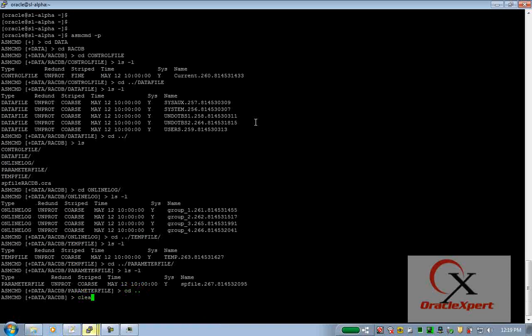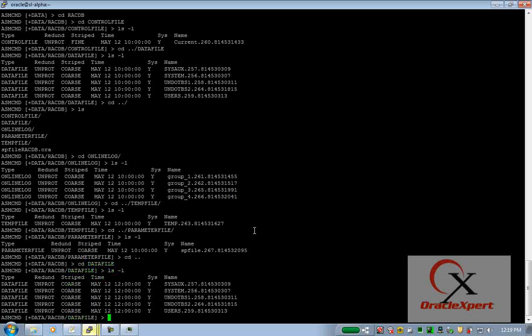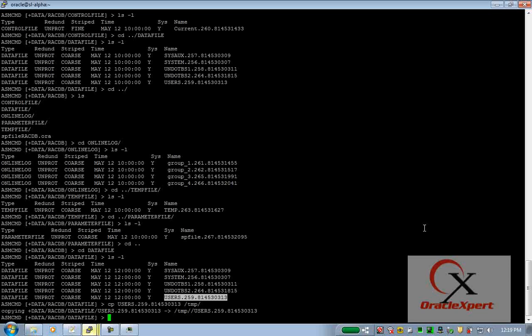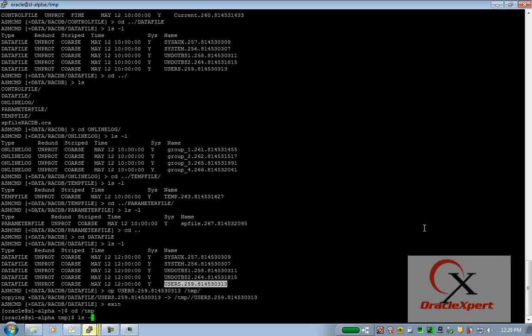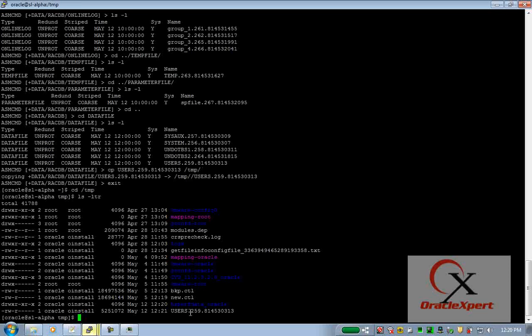I am here on ASM. I said where is that file? So this is the file. Now I can say cp this file to the tmp directory. Remember, this cp is not an operating system command. The cp is an ASM implementation of the OS-like cp command. So the file is copied. I am coming out of this one. I am going to tmp. Here's my file. So this is like a manual hot backup.